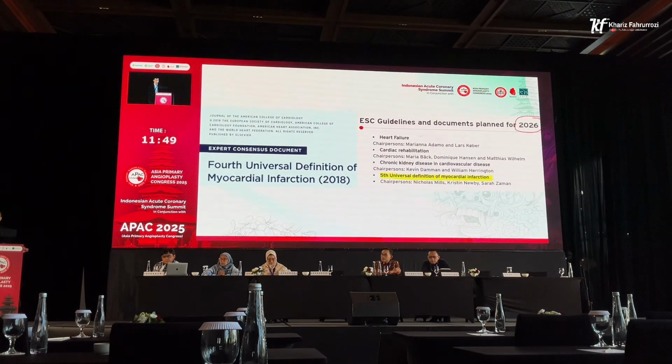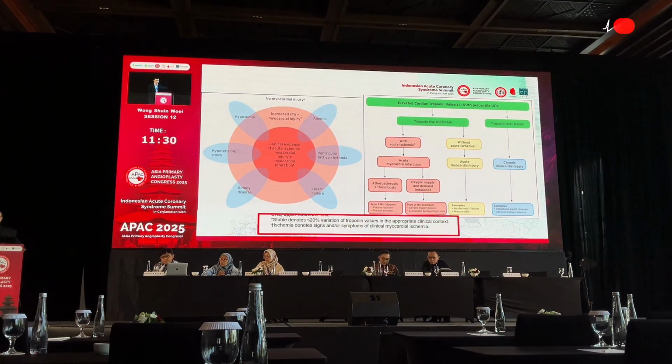Bear in mind that we are still using the same old fourth definition of MI, and probably next year we will come up with a fifth universal definition of MI, which will hopefully give us a clearer picture on how to deal with a lot of raised troponin in ICU. This is the same slide shared by the previous speaker, and the most important thing is how you determine whether this patient has injury or ischemia.